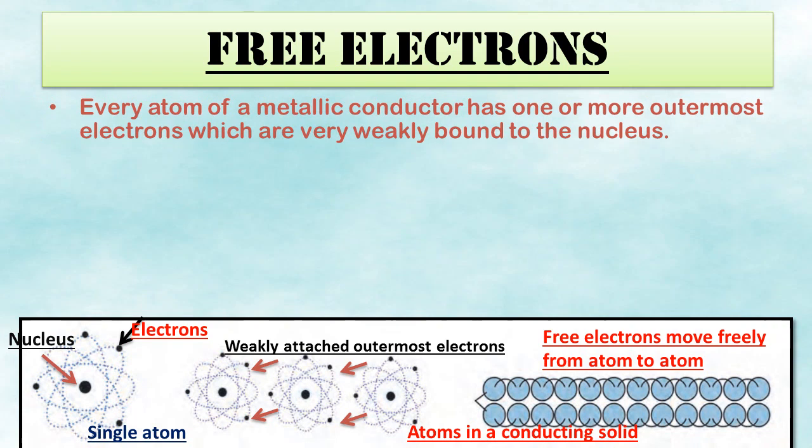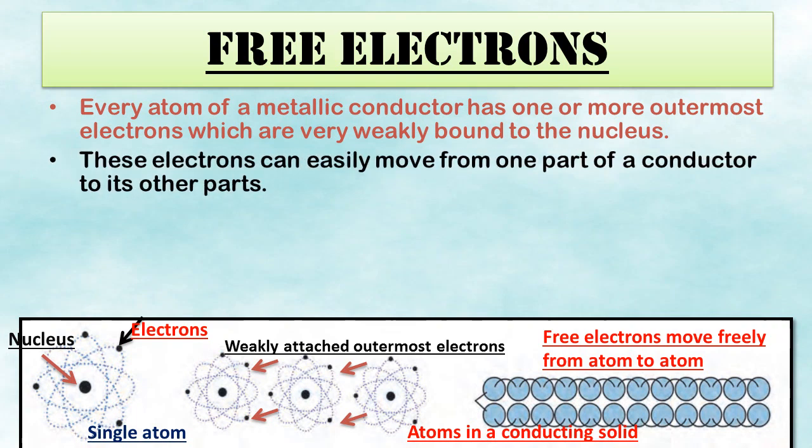Now students, every atom of a metallic conductor, metallic conductor meaning any metal which can conduct electricity, has one or more outermost electrons which are very weakly bound to the nucleus. That means the attraction between the nucleus and the electrons present in the outermost shell is weak, and these are called free electrons. What are free electrons? Every atom of a metallic conductor has one or more outermost electrons which are weakly bound to the nucleus.